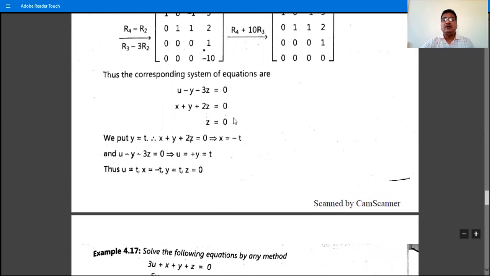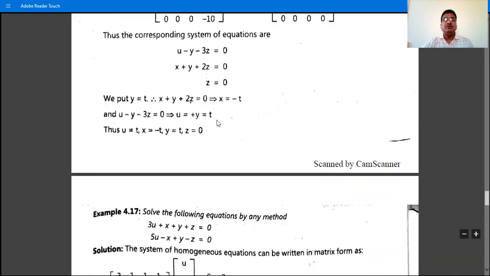If you observe these equations, there are 3 equations and 4 unknowns. So we have to assign one unknown. Already we have z is equal to 0. So assign either y or x or u. Suppose y is t. What is t? t is any real number. So mention here that t belongs to R, or t is any real number. So we assign y is equal to t.